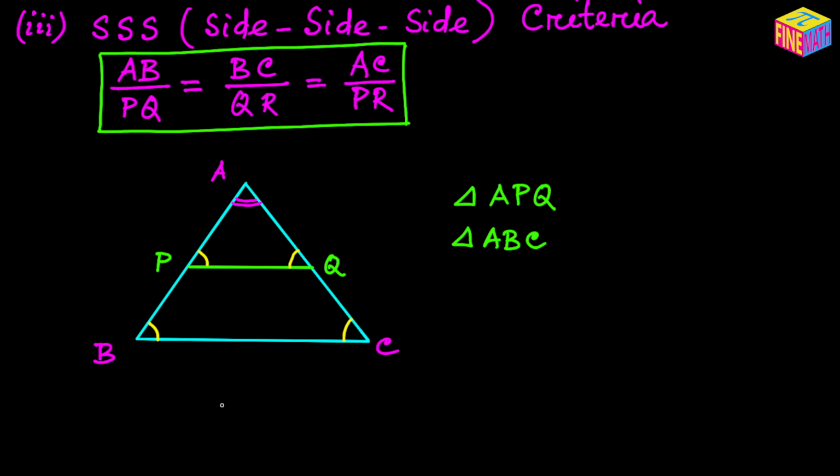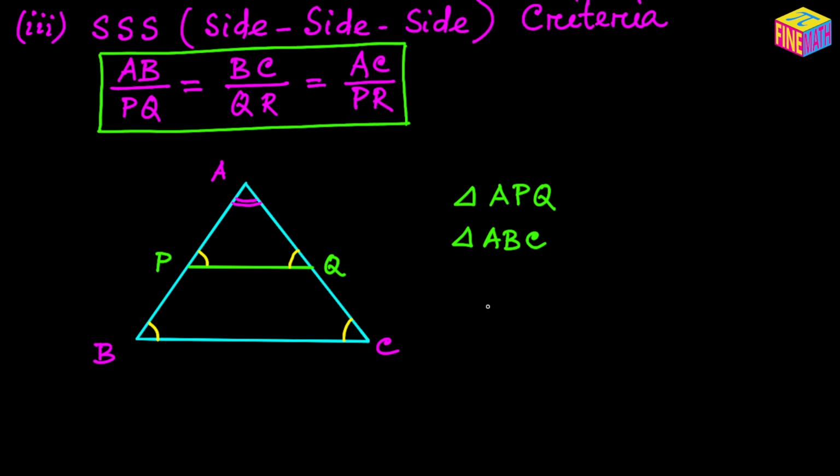Their corresponding angles are equal, right? Because angle A is common to both triangles. So that is equal between both triangles, and then angle P and angle B, they are equal, and also angle Q and angle C, they are also equal. That means these two triangles have equal corresponding angles. That means these triangles are similar triangles.